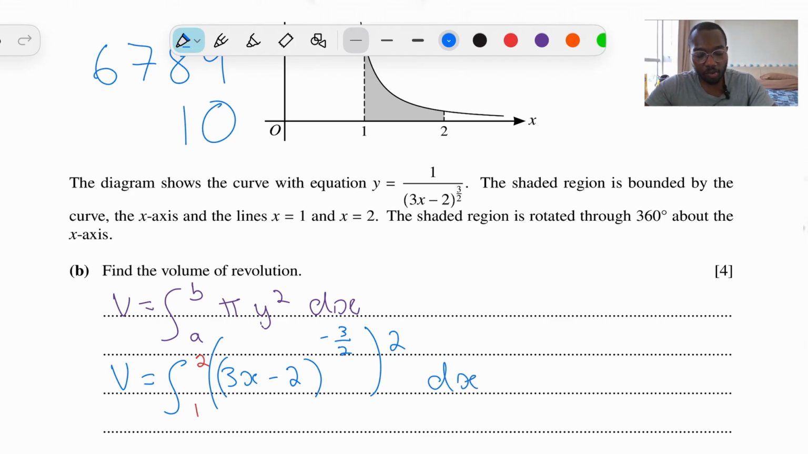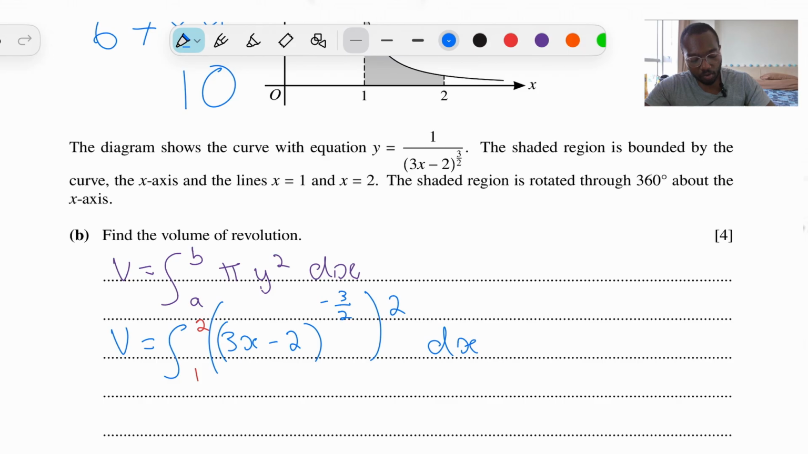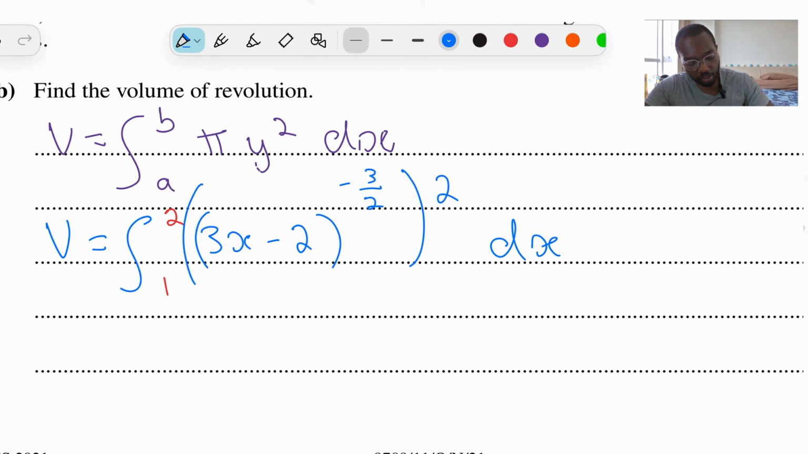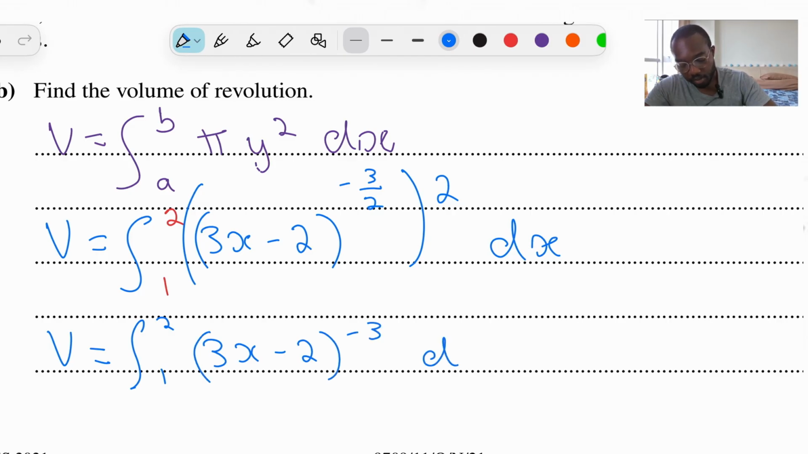So now let's go about working this out. If I just do that down here quickly, we get V is the integral from 1 to 2. Well, we're raising a power to a power, so that would just be 3x minus 2 to the power of minus 3. Now we've managed to simplify that down, and we can go about integrating this. Oh, I also forgot, don't do what I did: don't forget your pi. This is all being multiplied by pi. Remember, pi y squared. So now we've got that V is equal to the integral from 1 to 2 of pi times (3x minus 2) to the power of minus 3 with respect to x.